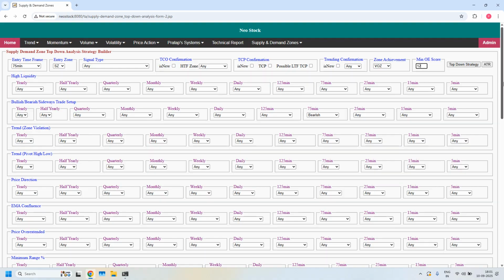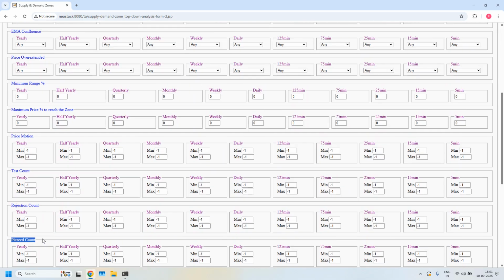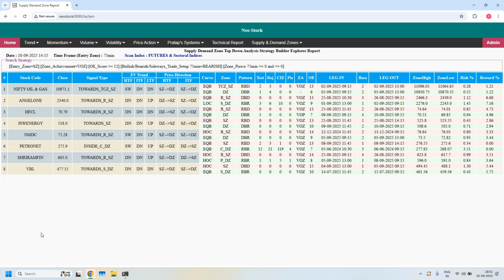Minimum odd enhancer score 12. And 75 minutes supply zone should not be pierced. So in the pierced count parameter at 75 minutes time frame, minimum value 0, maximum value 0. That means the zone should not be pierced. So we got 8 stocks supporting bearish trade setup for weekly income trade.